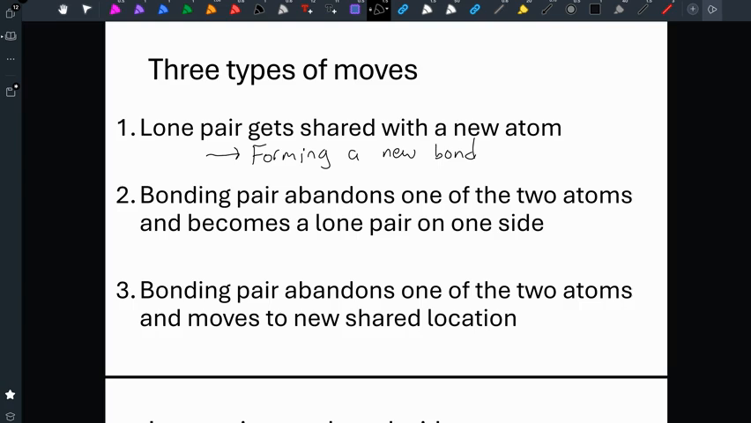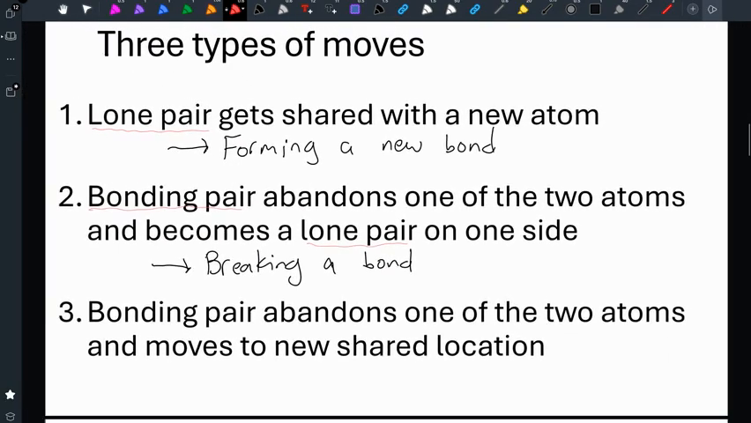Sometimes you have a bond break, and those 2 electrons go to one of the 2 atoms that were formerly sharing them. So that's when a bonding pair, a bond, becomes a lone pair. So a lone pair becomes a bond, or a bonding pair becomes a lone pair. Those are the 2 most common types of arrows.